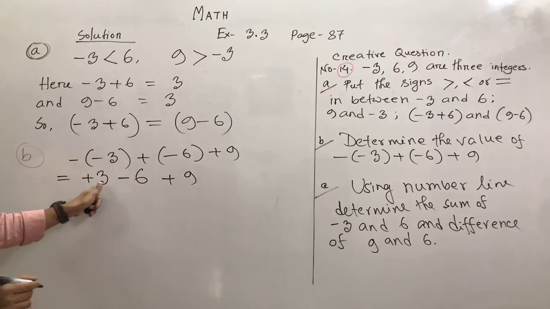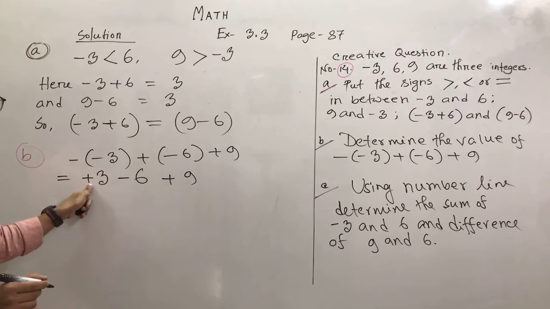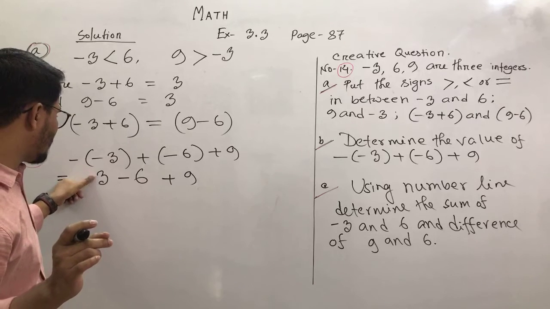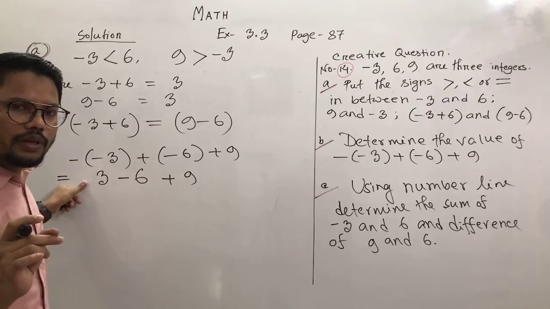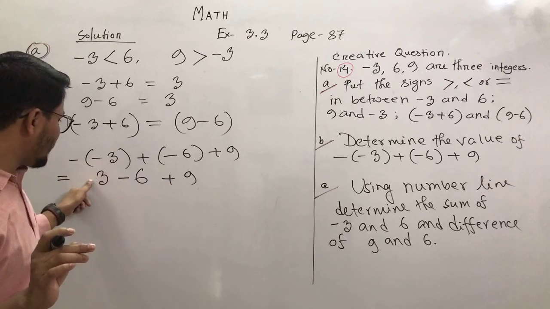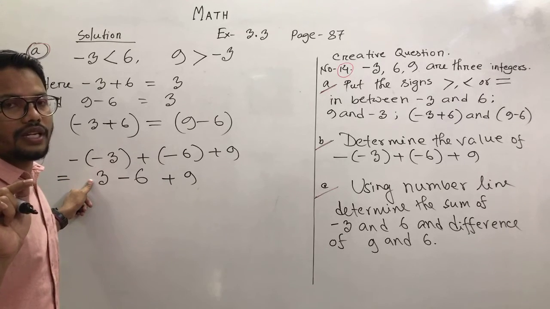So this is the first number. If we see a positive sign in the first number, there is no need to write the sign. If you write it, it will be correct. If you do not write it, it is also correct. But if the first sign is minus, you must write it here.